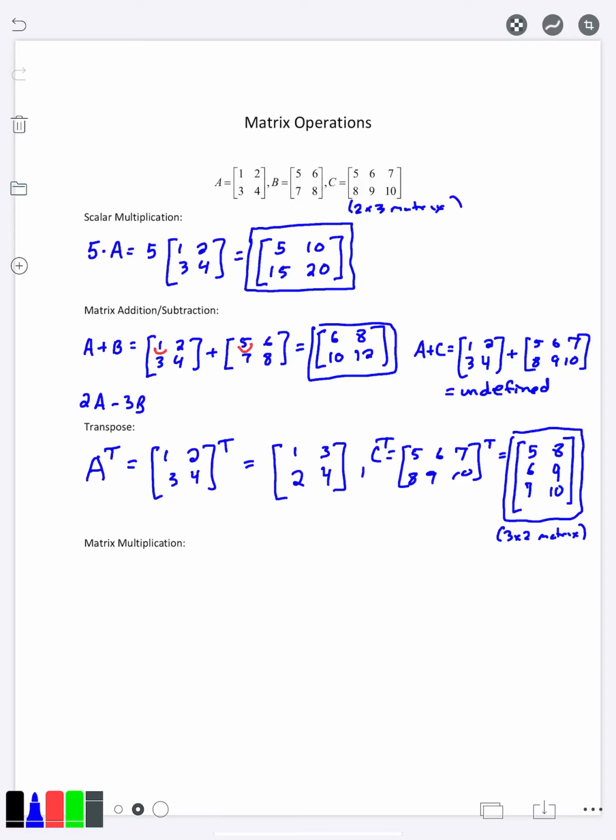And the last thing, this is the most complicated of these operations, and that's called matrix multiplication. That's when we're multiplying matrices together.